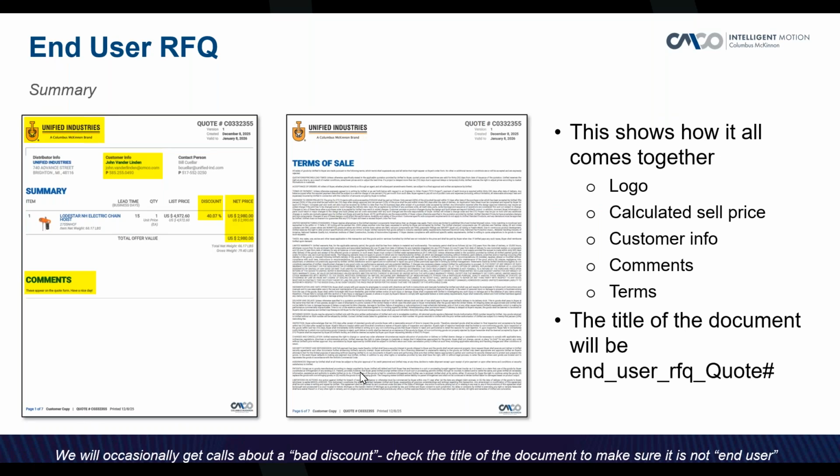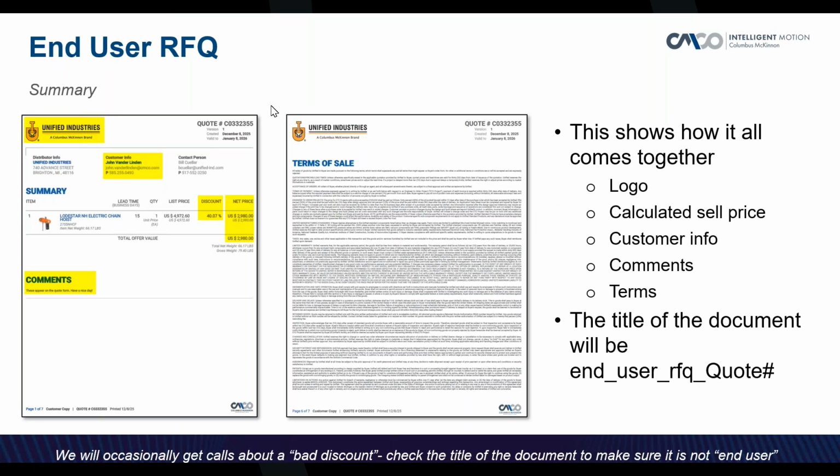I want to point out too that when you actually have this displayed in your Adobe Acrobat, the name of the quote is going to be end_user_RFQ_, in this particular case, C0332355. I bring that to your attention because occasionally someone will hit the wrong button when they're trying to print this, because the channel partner RFQ and the end user RFQ buttons are right next to each other.